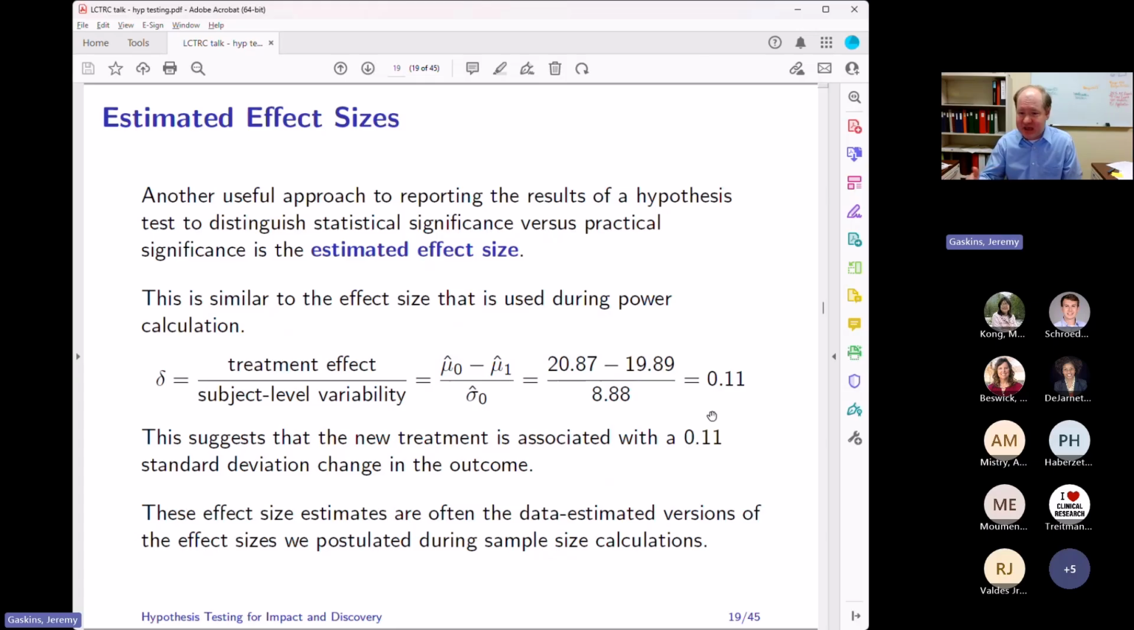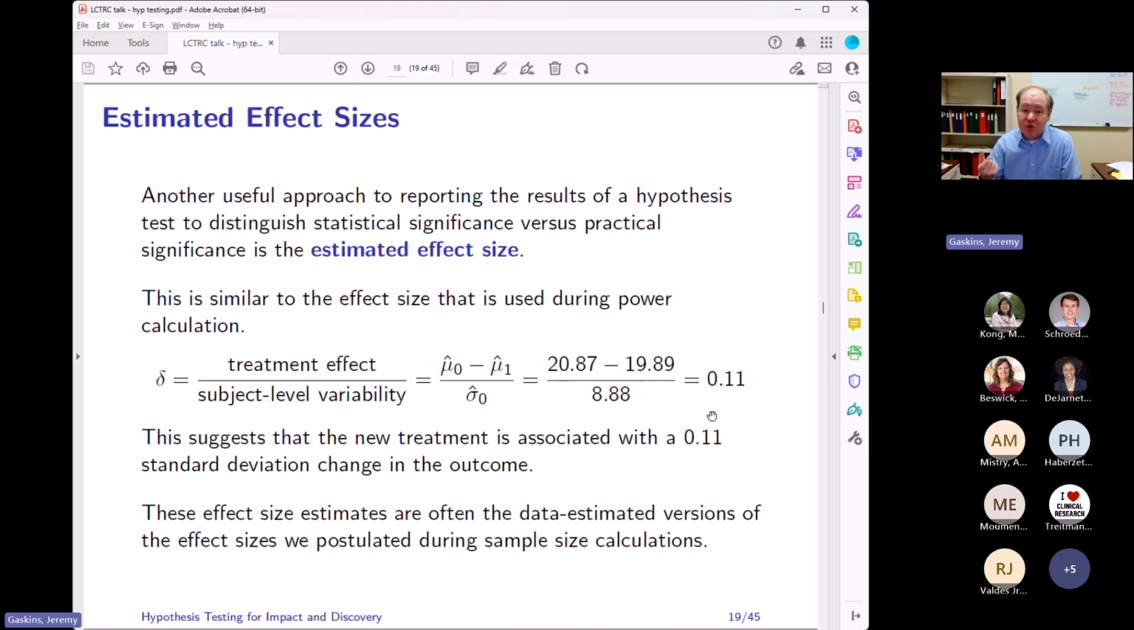If you ran a sample size calculation, you had to posit a value for the effect size, the minimum effect size that you would have the power to detect. Well, after I've observed the data, I can calculate, based off of the data, what was the effect size that I observed, right? And that may help me. In this case, it's basically going to be my treatment effect divided by the subject level variability. Again, we've got a difference of 0.98 pills as our treatment effect.